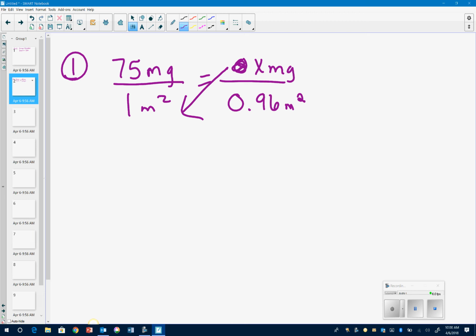Again, you're just going to do your ratio proportion. That's the reason why I teach ratio proportion, because you could do it with a lot of the formulas in pharmacy. You just have a few differences between the formulas. X times 1 is going to be 1x on the bottom. 75 times 0.96 should be 72. So it's 72 milligrams for a patient with a 0.96 meter squared BSA.